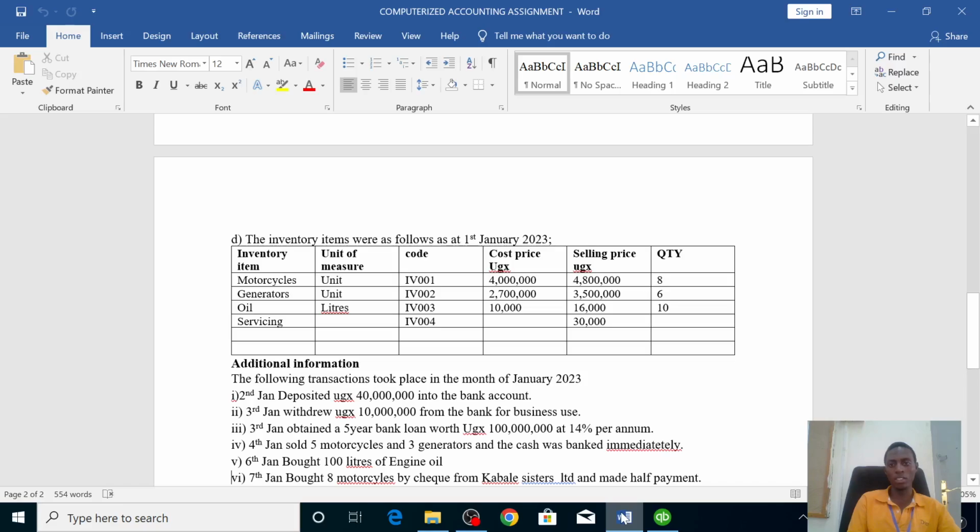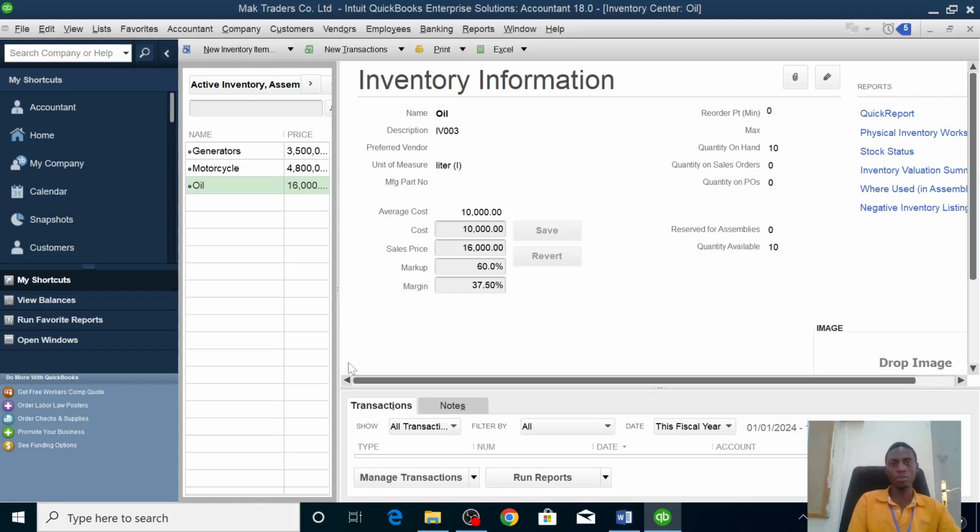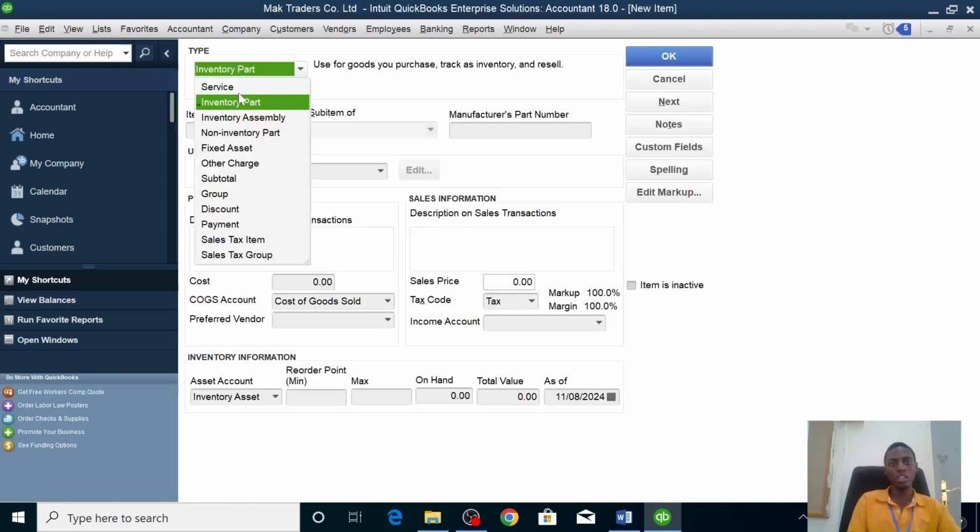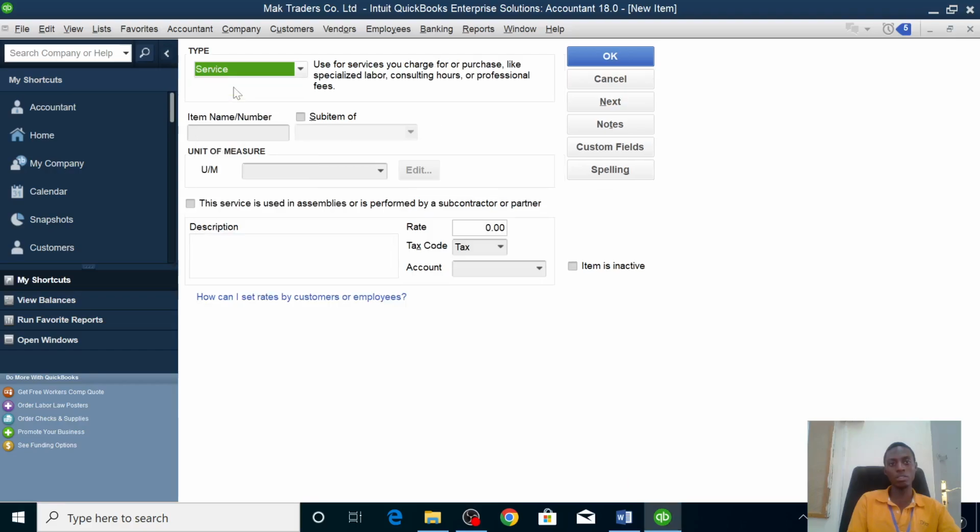Lastly, I'm having servicing. Come to inventory, new inventory, but this doesn't fall under inventory part, it falls under service. Then item name servicing.